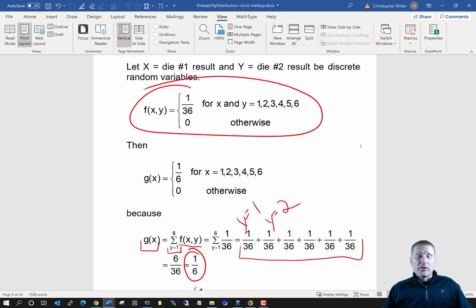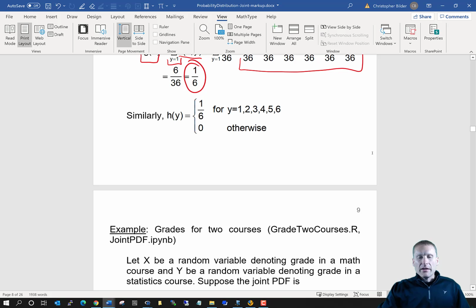This is obviously a very simple example. We'll have more complicated examples later on, where your intuition will not necessarily tell you what the answer is beforehand. And of course, we could do a similar thing for y as well.